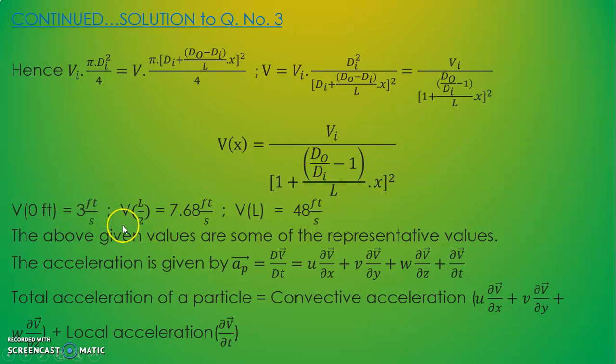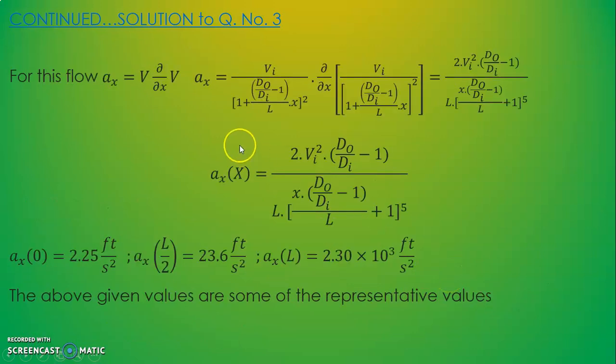At 0 feet, 3 feet per second; at 3 feet, 7.68 feet per second; at 6 feet, 48 feet per second. The acceleration, as we know, can be obtained by this equation. Convective acceleration, this, local acceleration, this.